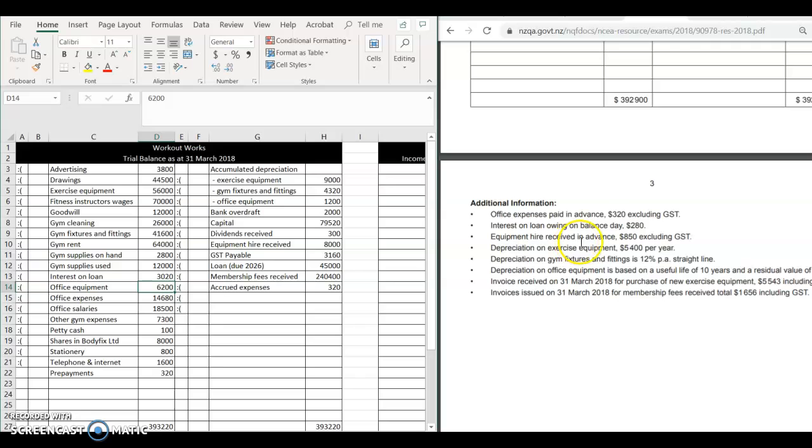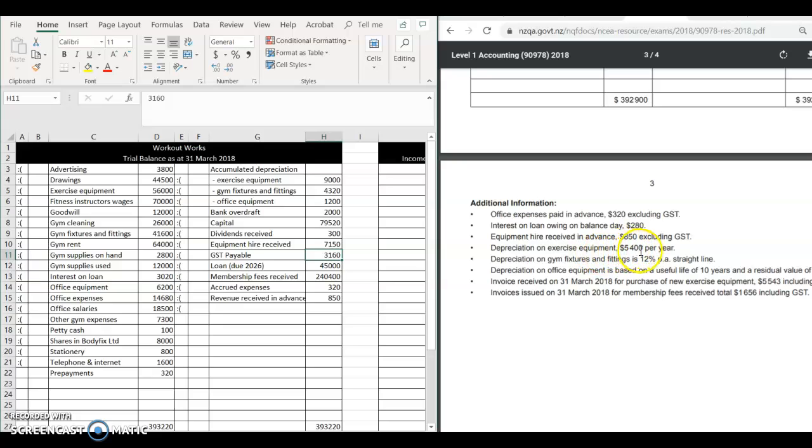Next one, equipment hire received in advance. So this is revenue received in advance, so that's what we type, it's a liability. Type this in on yours. And that's 850. Because it's in advance, we mean take off. And what was it for? Equipment hire. So some of that equipment hire, 850, belongs to next year, not this year. So we take it off. And again, just check we balance down the bottom.